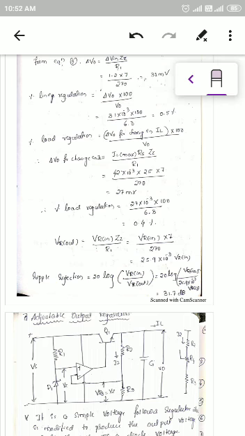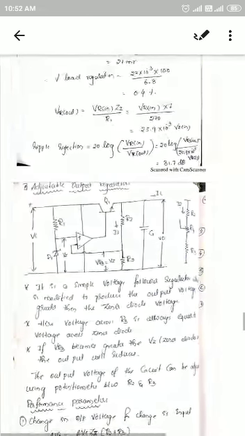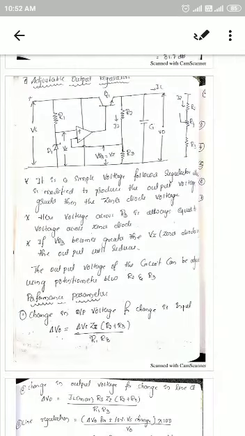Okay, so this is about the problem on the voltage follower regulators. For similar problems, we just have to remember the performance equations to solve these kinds of problems. So the next type of regulator is the adjustable output voltage regulator.